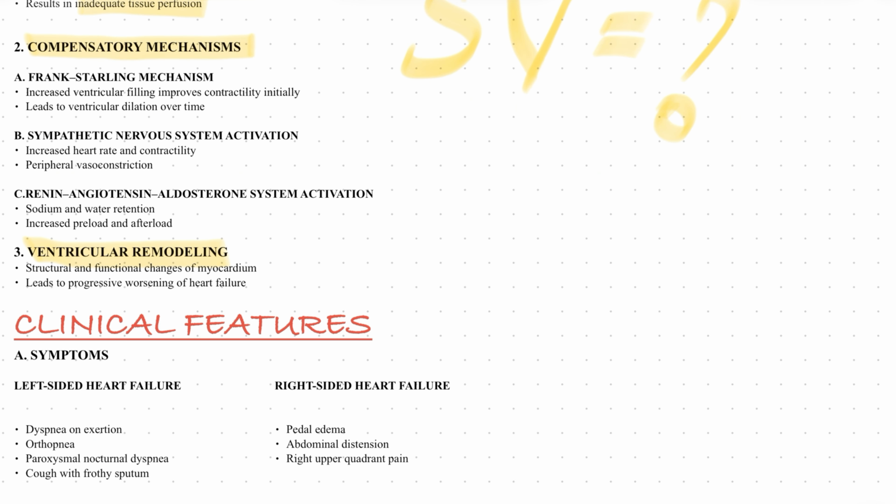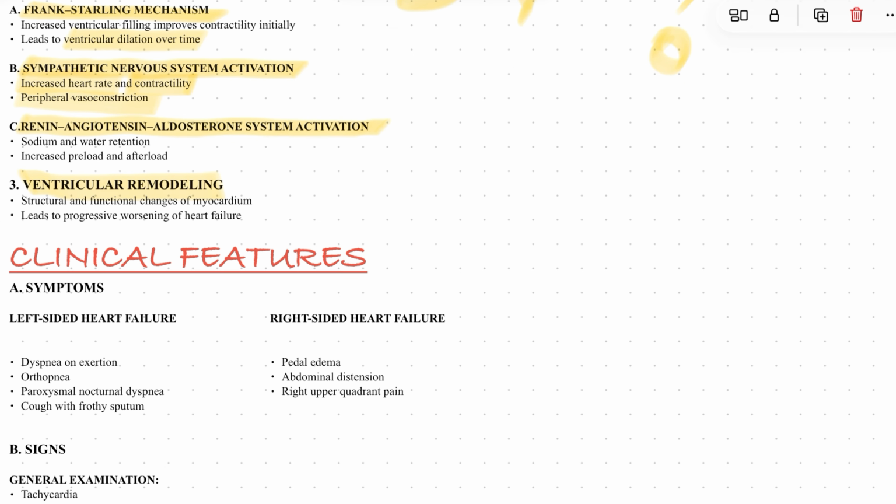Then coming to compensatory mechanisms, we have three subtypes. It may be due to the Frank-Starling mechanism, sympathetic nervous system activation, or renin-angiotensin-aldosterone system activation. No need to write it all out; you can say RAS system. Increased ventricular filling improves contractility initially, and leads to ventricular dilation over time. In the sympathetic nervous system, what happens? Increased heart rate and contractility, which leads to peripheral vasoconstriction. Then in the RAS system, sodium and water retention will take place, with increased preload and afterload.